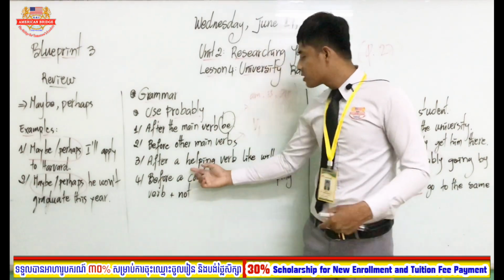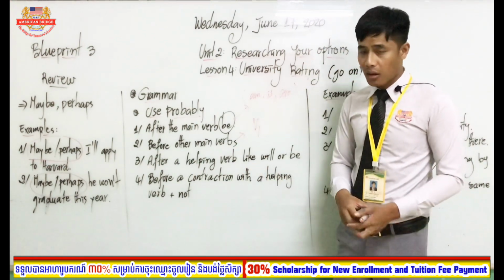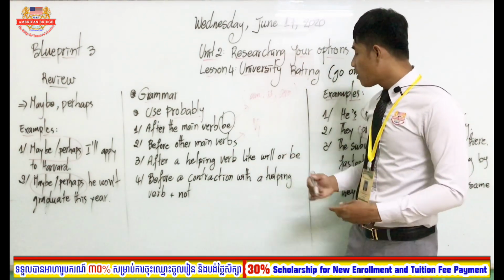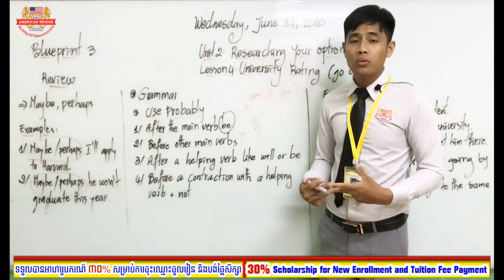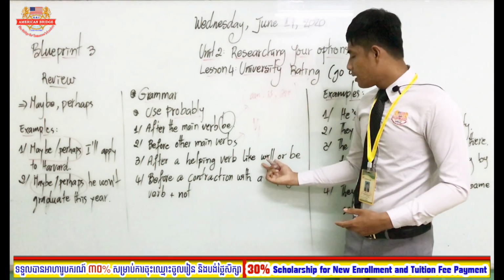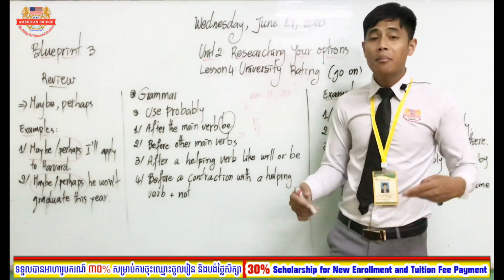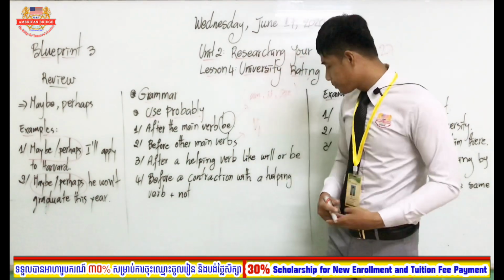Number 3, after helping verbs like will or be. After a helping verb like will or be or have, right? Or do, okay? Or may or might too. Right? Good, everyone.